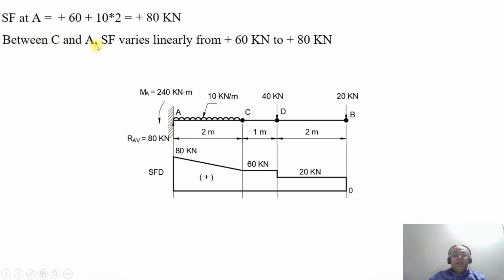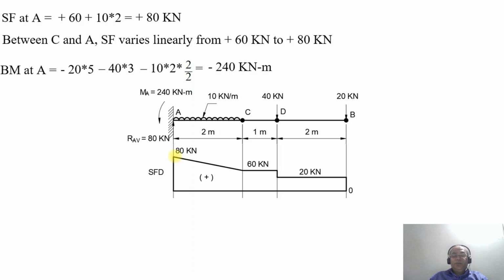So between C and A, SF varies linearly from plus 60 kilonewton to plus 80 kilonewton, as shown. Then we are going to find out the bending moment at the point A. The bending moment at the point A will be equal to minus 20 into 5, then minus 40 into 3, and minus 10 into 2 by 2, which on simplification you will get as minus 240 kilonewton meter. Due to the UDL, it further drops to minus 240 kilonewton meter.